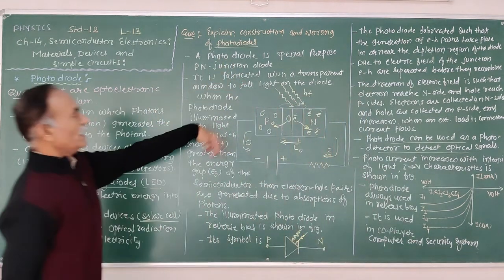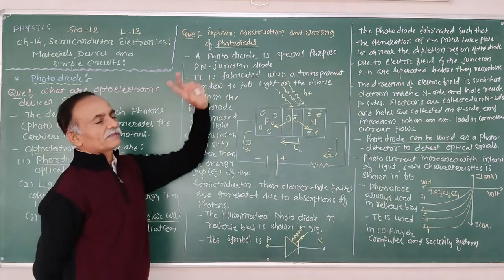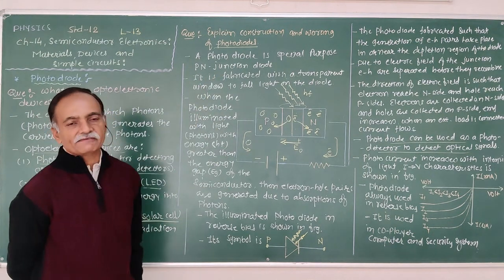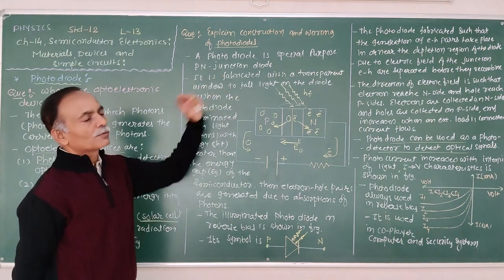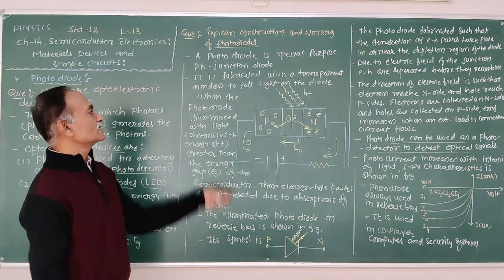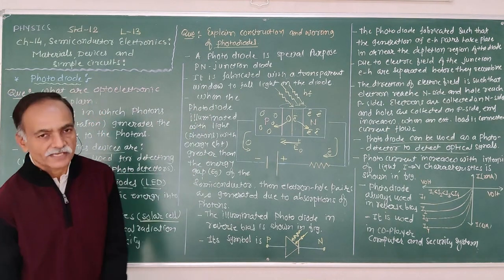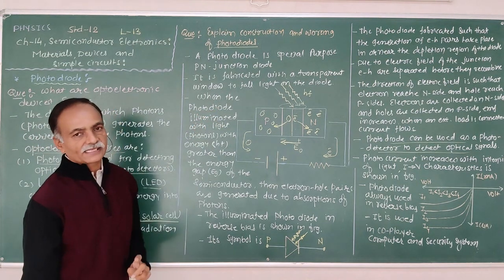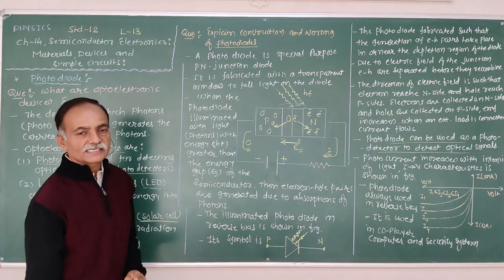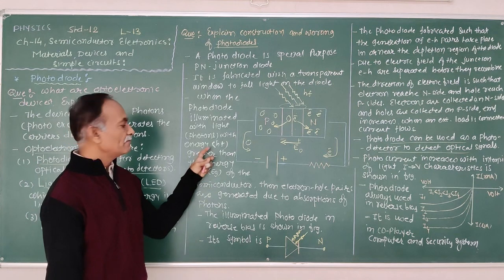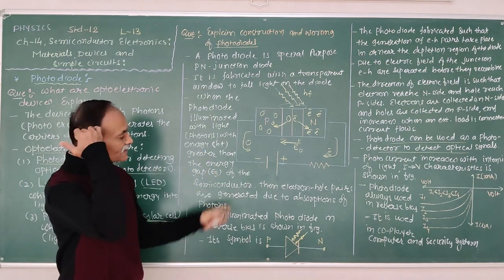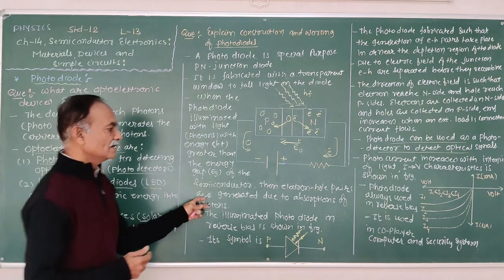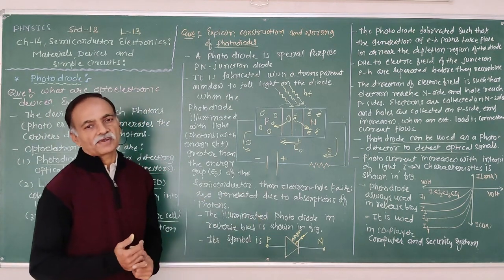So that is the photodiode. Again, what is the photodiode? Photodiode is a special purpose PN junction diode. It is fabricated with a transparent window to let the light fall on the junction of the diode. When the photodiode is illuminated with light, that means photons with energy hf greater than the band gap energy Eg of the semiconductor, electron hole pairs are formed due to the absorption of light.